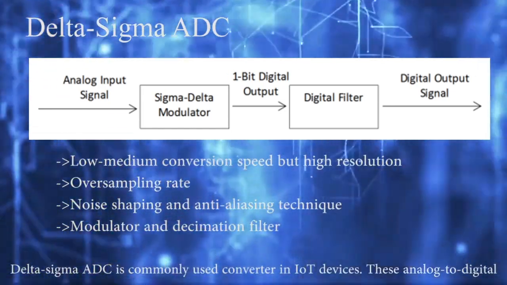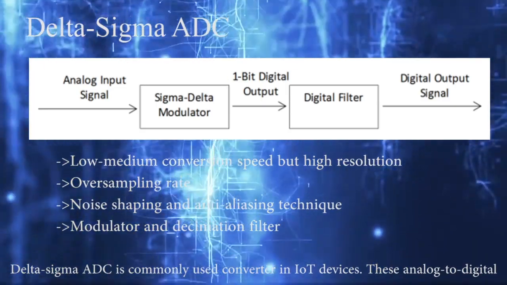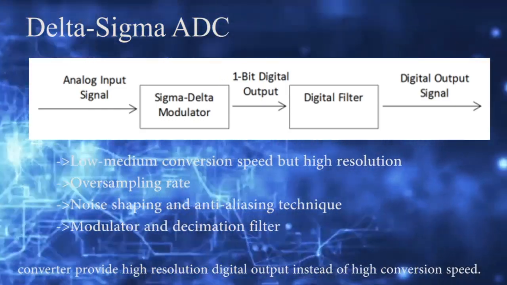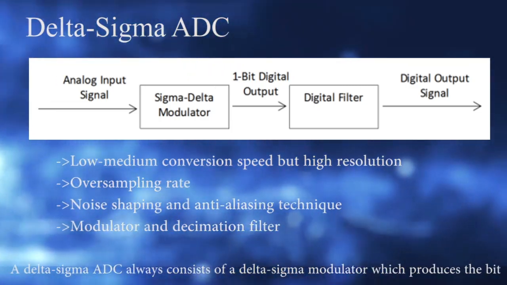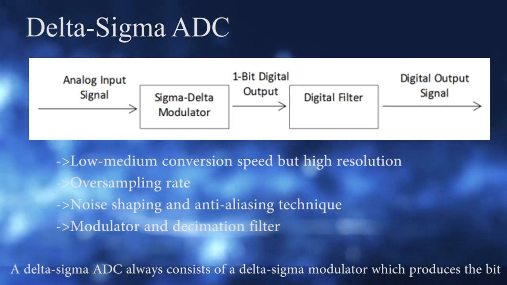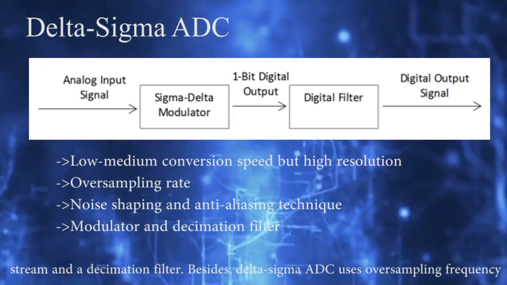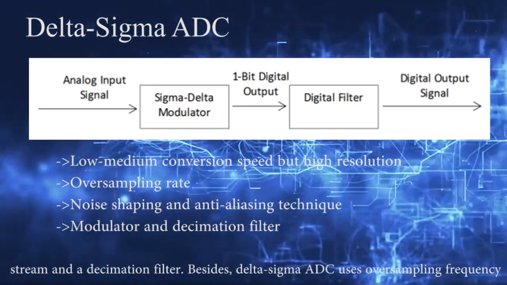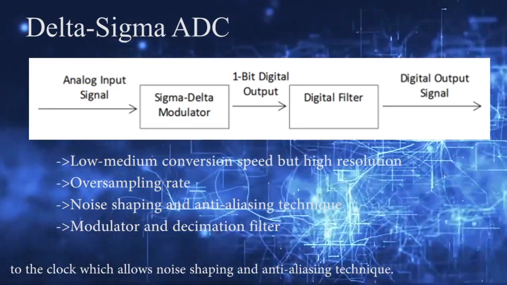Delta Sigma ADC is a commonly used converter in IoT devices. These analog-to-digital converters provide high-resolution digital output instead of high conversion speed. A Delta Sigma ADC always consists of a Delta Sigma modulator, which produces the bit stream, and a decimation filter. Besides, Delta Sigma ADC uses an oversampling frequency to the clock, which allows noise shaping and anti-aliasing techniques.